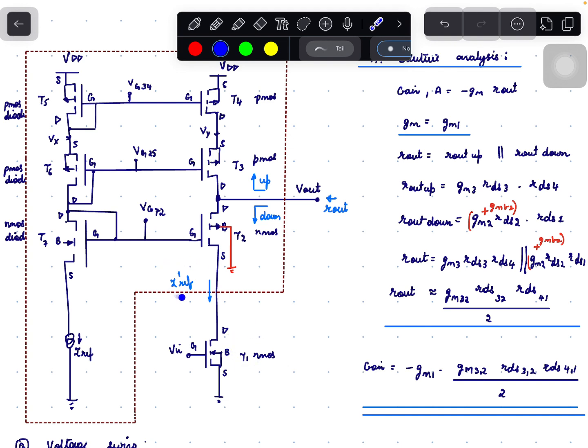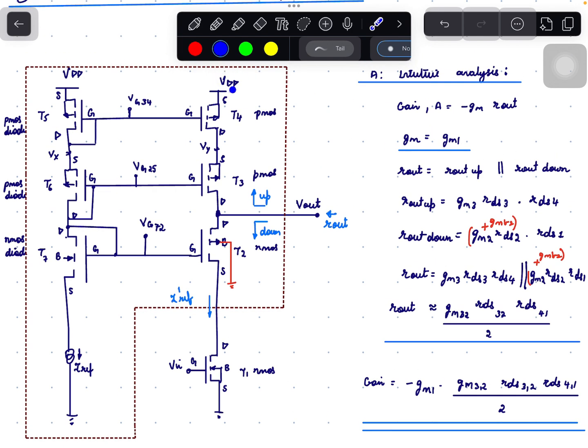For a constant current, there is only one value of VGS. So there is only one fixed input bias voltage for this circuit. What is the output voltage swing? So Vout cannot go to VDD because the transistors T4 and T3 have to be in saturation.